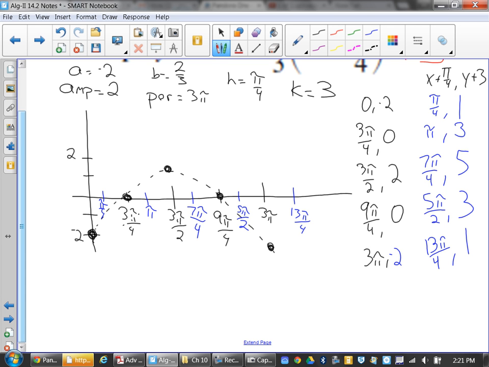Because now it's just a matter of resetting it. Pi over 4 and 1. We're going to go up. 3, 4, and 5. The next one is at pi and 3. 7 pi over 4 and 5.